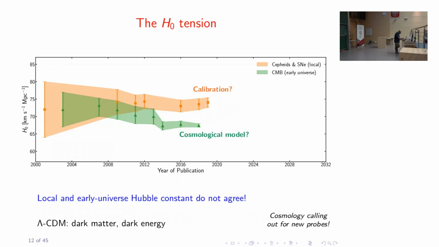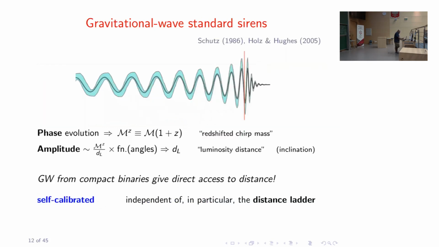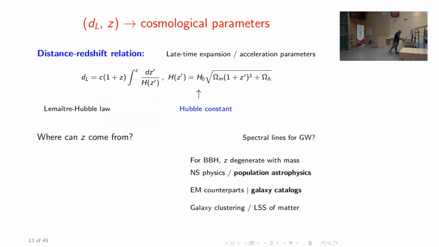The next slide is a repeat of what we said just some time back: gravitational waves from compact binaries give us direct access to the luminosity distance. With the luminosity distance and the redshift, we can obtain all the parameters that go into the luminosity distance redshift relation, essentially the Hubble constant to the first order, then the matter density fraction, the dark energy density fraction, or the dark energy equation of state.